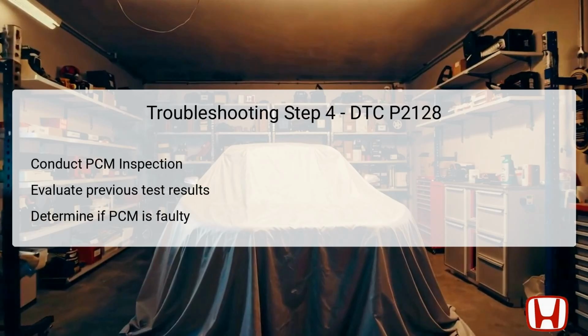The final troubleshooting step centers on conducting a thorough PCM inspection. This step should be initiated only after verifying that all other inspection items have indicated normal conditions. If prior tests validate that the APP sensor and circuits are functioning correctly, the PCM emerges as the primary suspect.